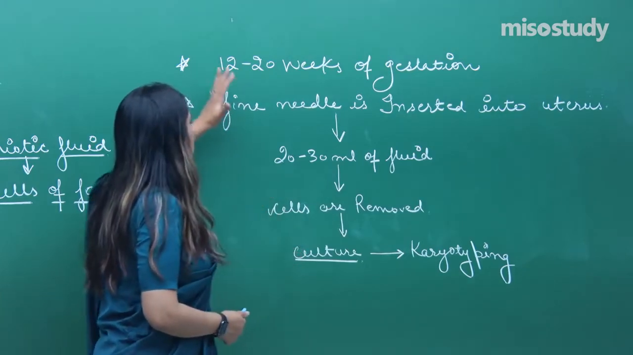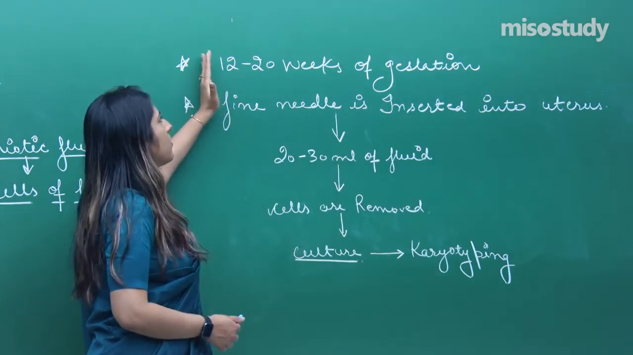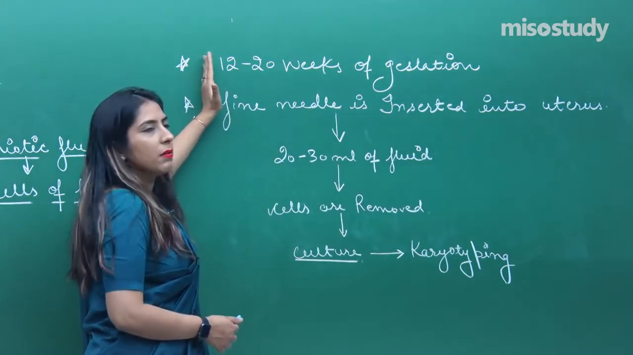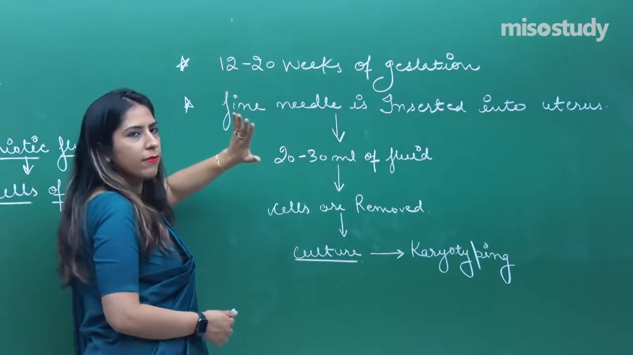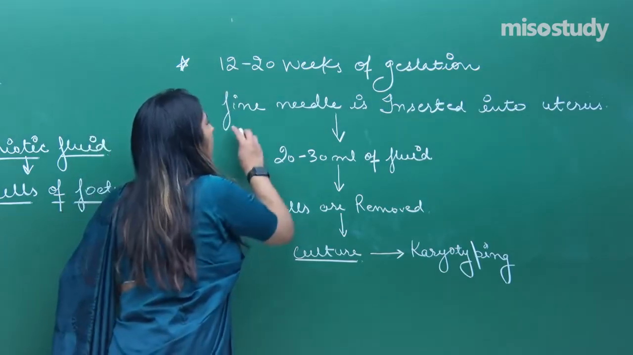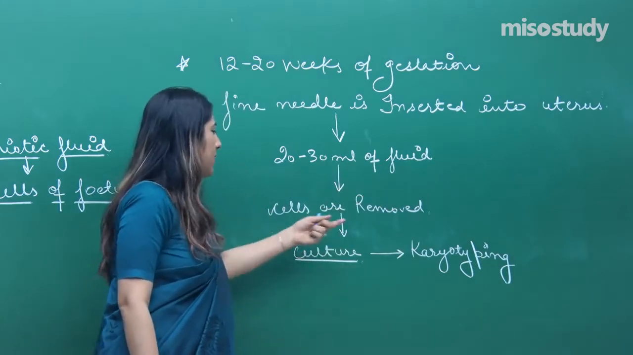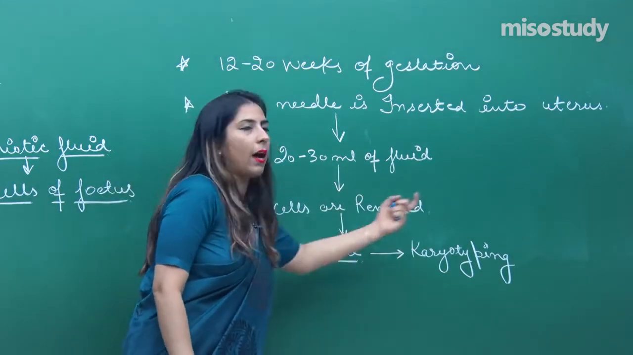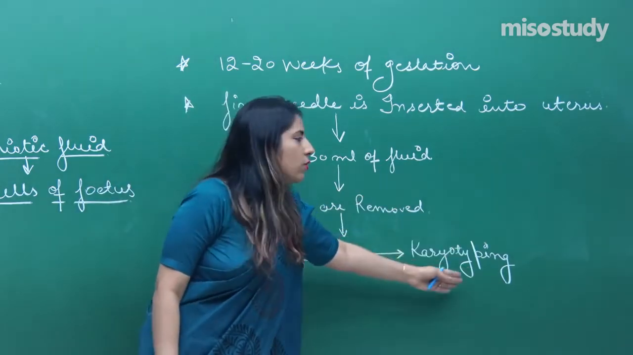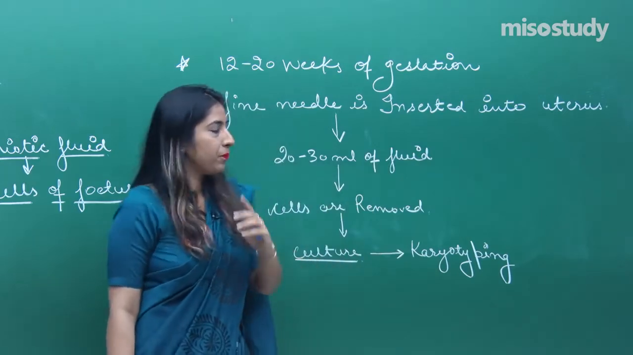Actually what we require is 20 to 30 ml, between 12 to 20 weeks of gestation. In between it is safe, right? A fine needle is inserted into the uterus, 20 to 30 ml of fluid is taken out, and the cells are removed and cultured, and the karyotyping is done, and we get to know what is the sex of an individual, right?